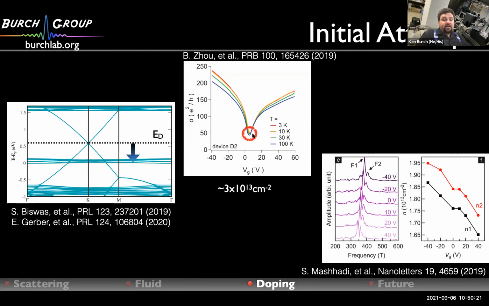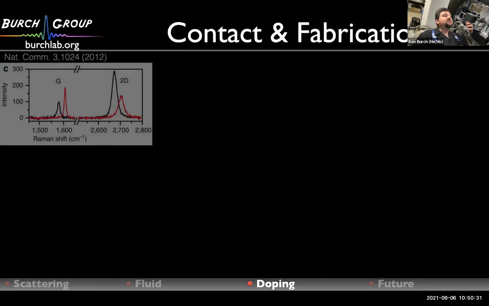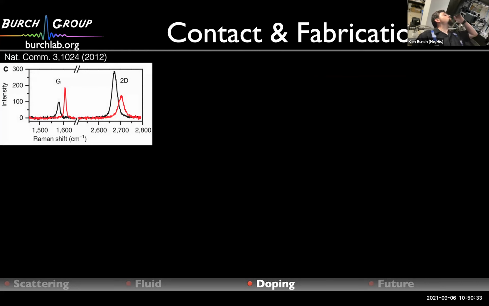So this made us worry that maybe part of the problem is the fact that you're measuring all of this with transport and you have to do fabrication and you never quite know what that's doing. So we decided to try this with a contact and fab-free method. And our old hero comes back, namely Raman scattering.